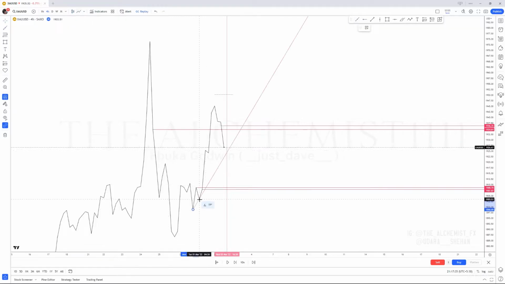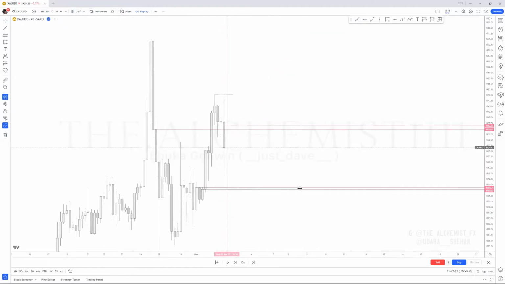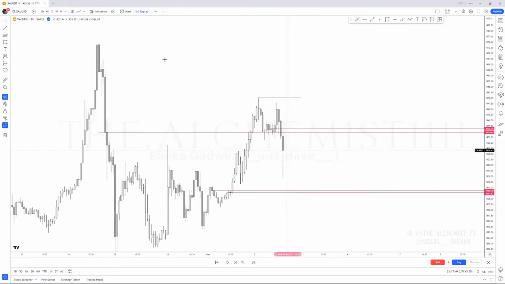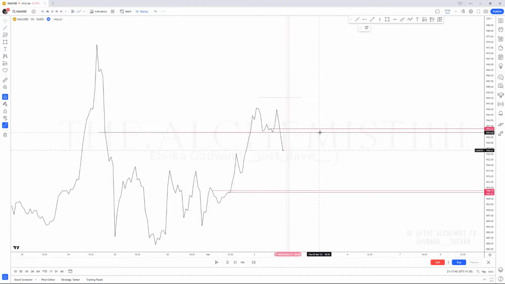Maybe a break and retest. No. Go to the H1. Let's see. If it's there, it's there, or else let's not force it. Okay, just let it go. That's it.